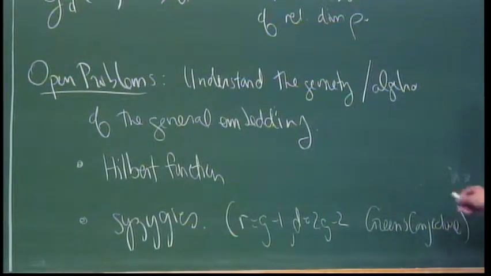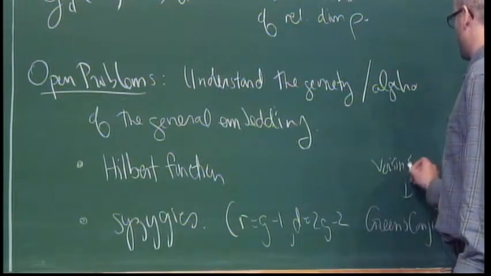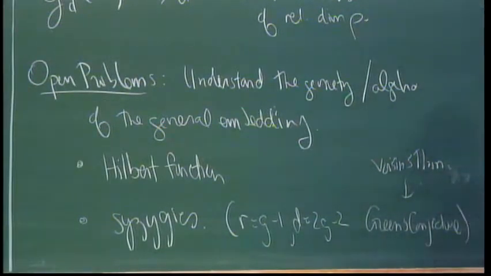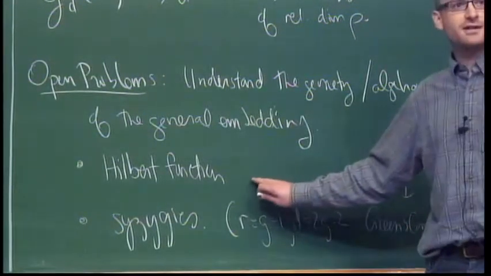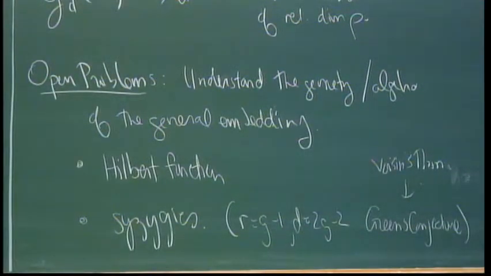And then, so this is for the general curve. This is now a theorem of Voisin. The Hilbert function of the general embedding remains an open problem. And we have a predicted answer, which comes from the maximal rank conjecture.